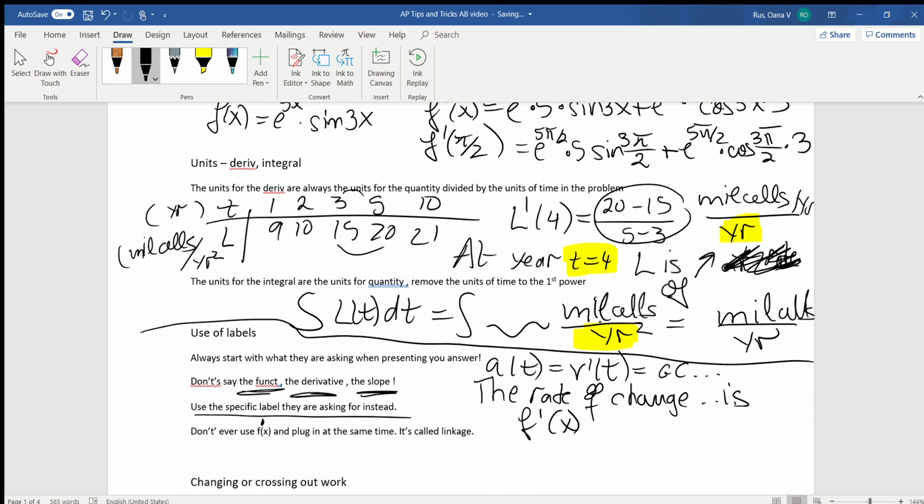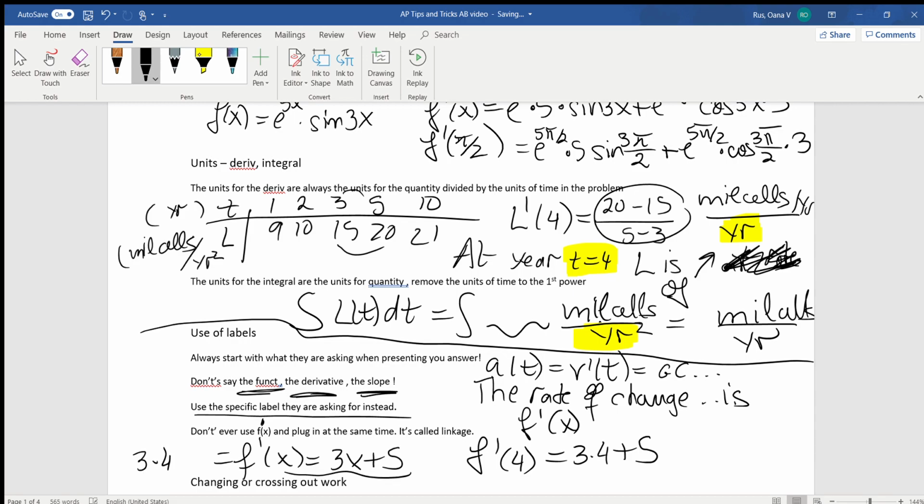Don't plug in and estimate something at the same time. So let's say f prime of x, you calculated that, and it's 3x plus 5, yeah? And then they ask you, what's f prime of 4? Okay, well, that's 3 times 4 plus 5, okay? But you cannot set this one equal with 3 times 4, then 3 times 4 plus 5, okay? That's called linkage, and they deduct 1 point of the answer point.